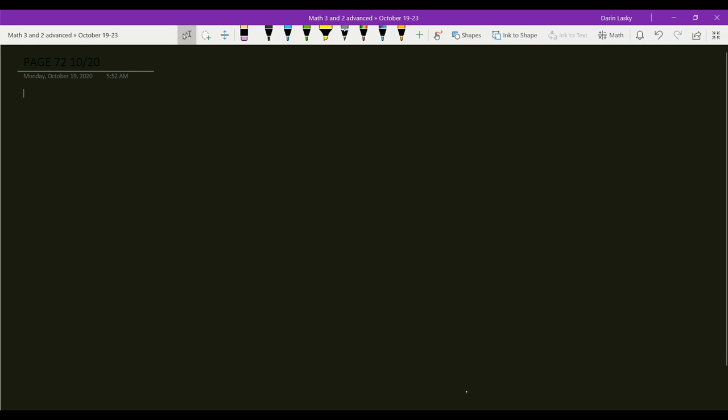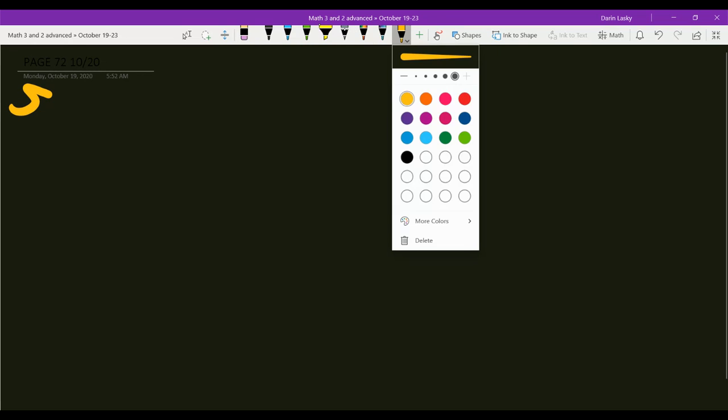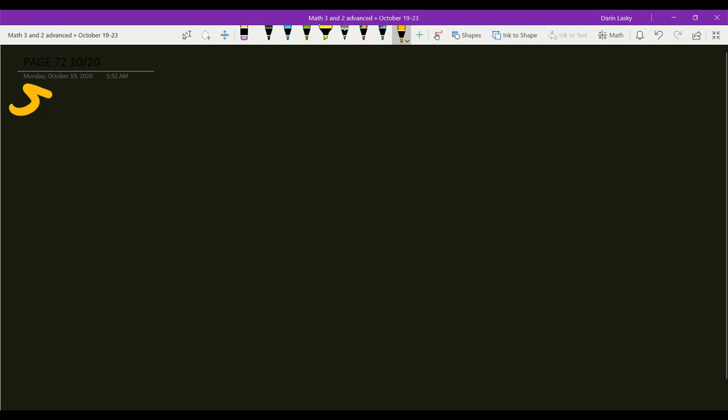Let's see if I can write pretty good with this one. So like standard, whoops, let's see where we got this. Whoa, that's way too big. Let's try this one here, and we'll go to something small, and we'll stay with yellow. Oops, sorry about that, guys.